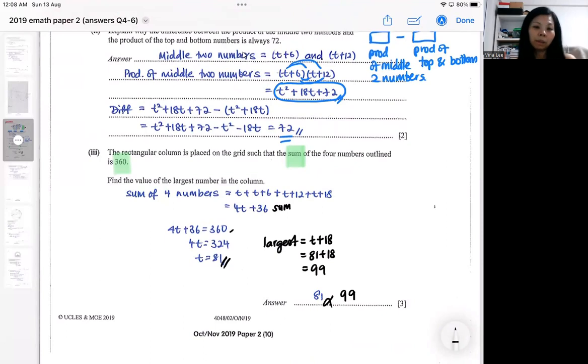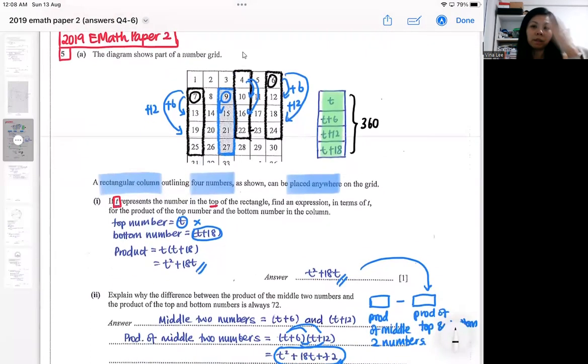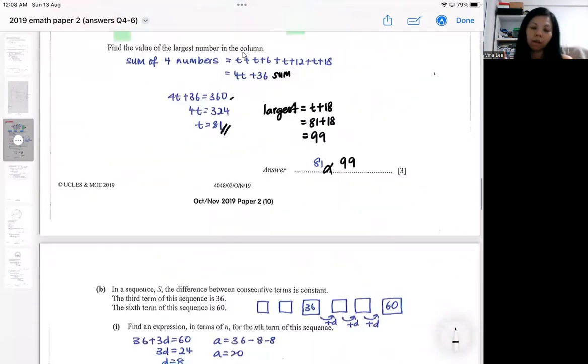Okay, I forgot to add this part. So do take note that after you find your T, find the largest number. They can generally ask you to find any of the possible numbers. So that is algebra. If you already observe the pattern in the 4 numbers, that becomes algebra.